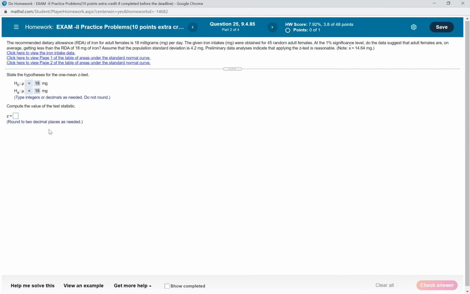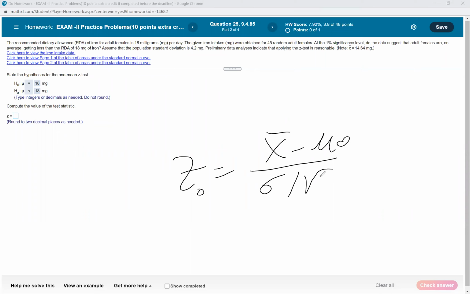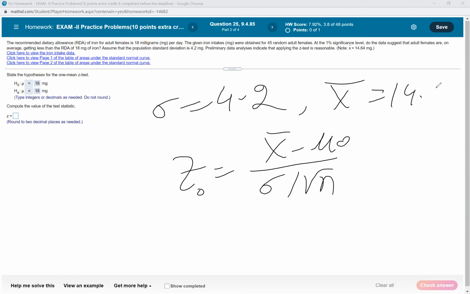Okay, compute the test statistic. So now you need to compute the test statistic. The observed z is x bar minus mu 0 over sigma over square root of n. So you have all the values. What is the sigma? Sigma is 4.2. And what is x bar? X bar is 14.64. And what is the value of n? N is the sample size. And what is the sample size here?